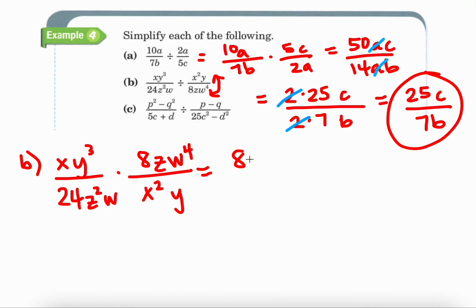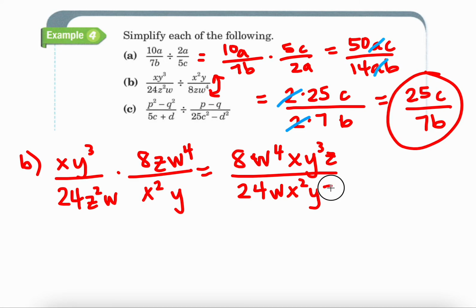All right, so I have 8. I'll try and put it in alphabetical order. W goes first. W to the 4th power, X, Y cubed, and Z. On the bottom, 24, W, X squared, Y, and Z squared. Okay.